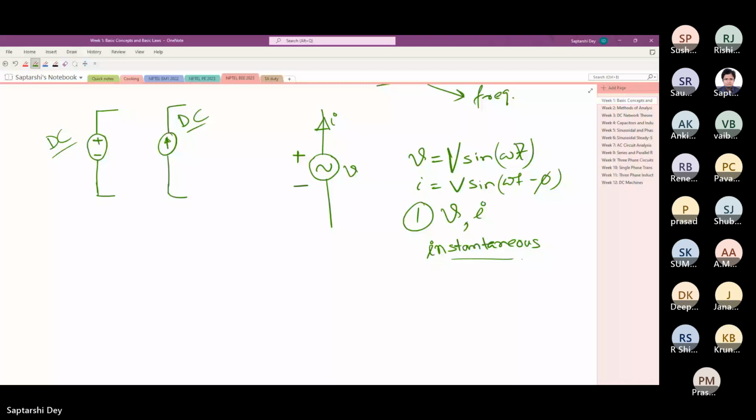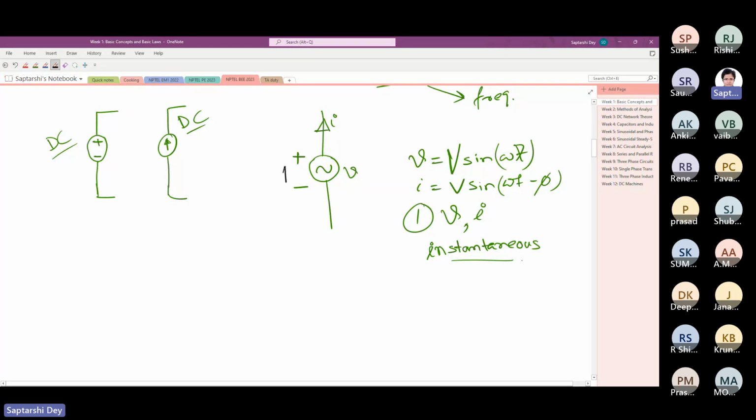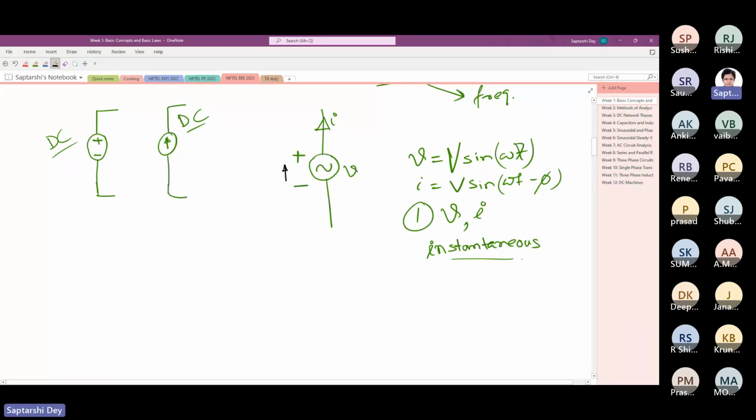Any idea? Sometimes, not only AC, potential difference is also shown as an arrow like this. So what is the meaning of having plus minus in AC circuits? Does it make any sense? Any guess? This is wrong, this is right.